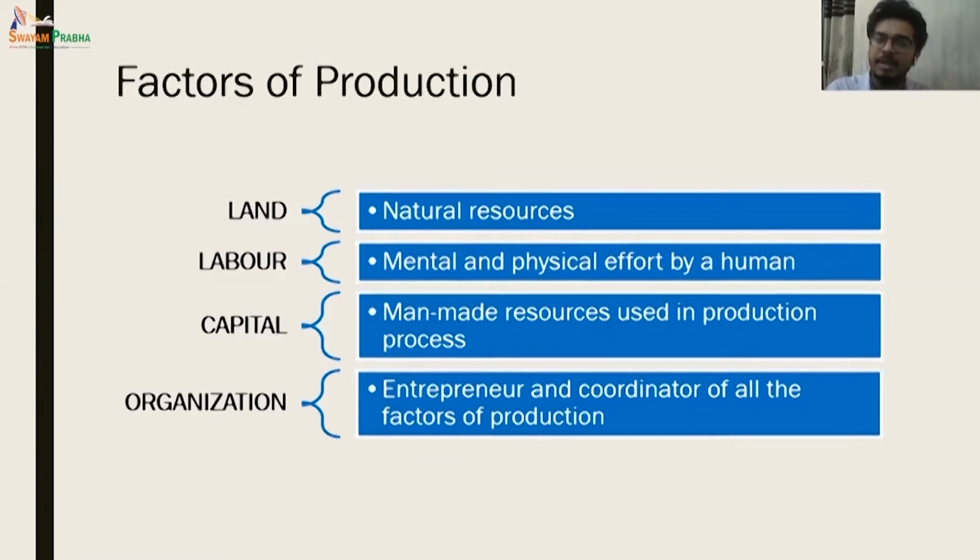So a mental and a physical effort by a human. Capital is man-made resources used in the production process. Any man-made resources, it can be a robot, it can be a crane, it can be a car, it can be a building, it can be anything which a human has made and now is being used for the production process. That is capital.